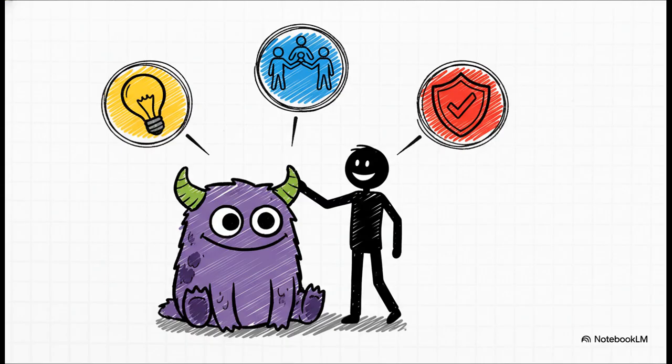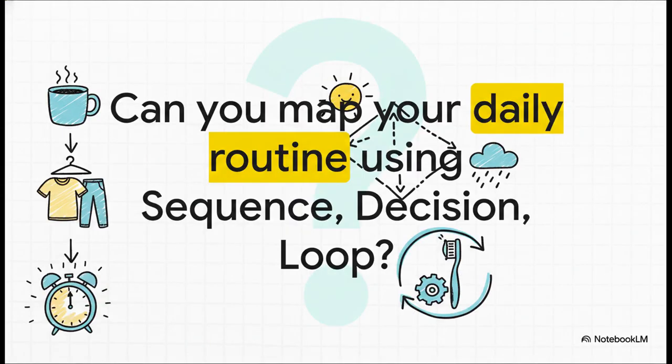We've tamed the monster. So I want to leave you with a little thought experiment. Think about your morning routine. Getting ready, making coffee, deciding what to wear based on the weather. How would you describe all that using only a sequence of steps, a few if-then decisions, and maybe a loop or two? You might be surprised to find out that you're already thinking like a programmer.